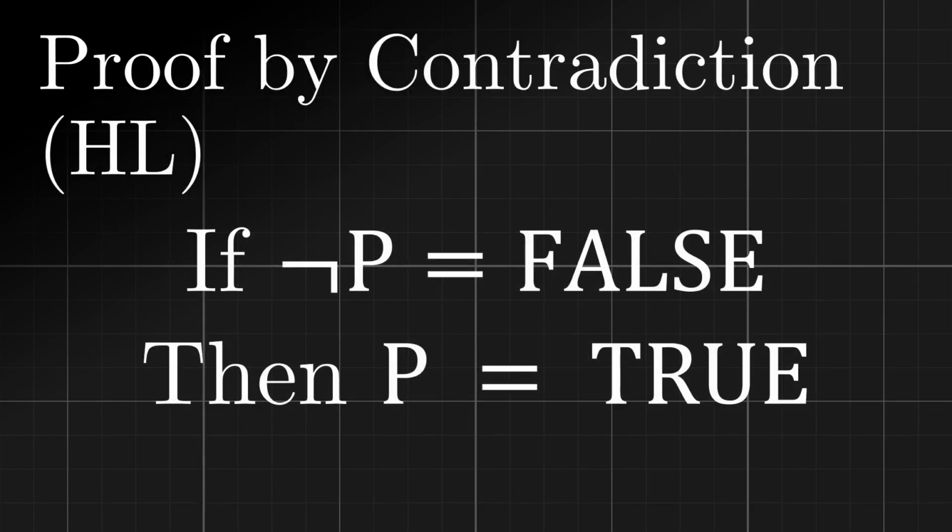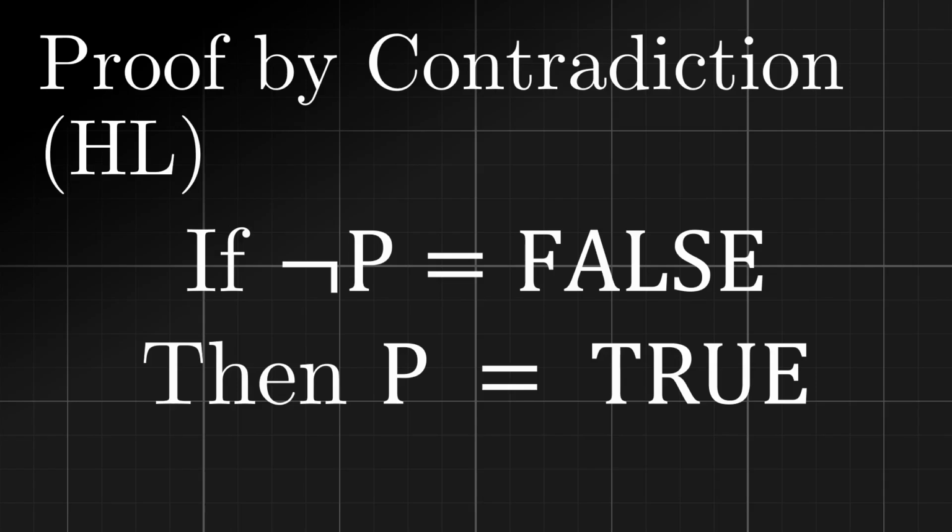Instead of proving a statement A is true directly, we start by assuming that the opposite of A, which we call not A, is true. Then, we follow logical steps just like in a direct proof. If our assumption, not A, leads to something impossible, a contradiction like saying 1 is equal to 0 or that an integer is both even and odd, then our original assumption must have been false. And if not A is false, then the statement A must be true.